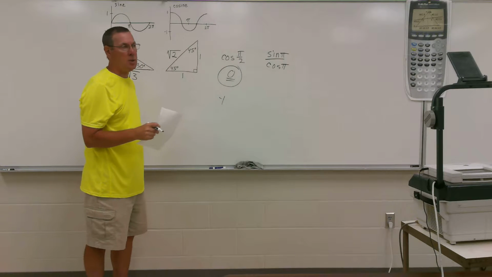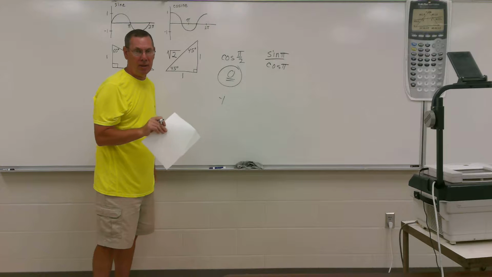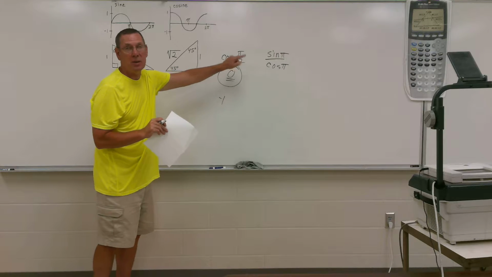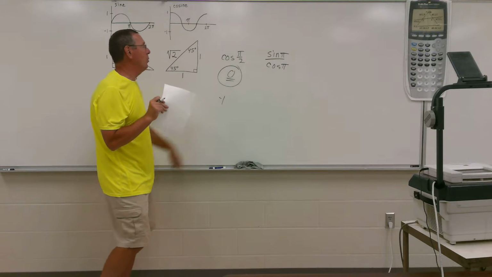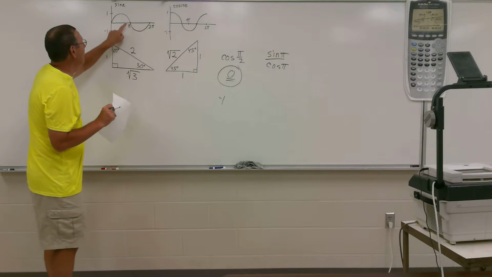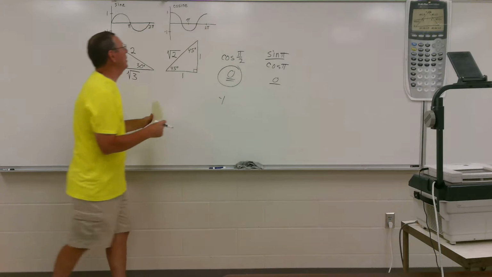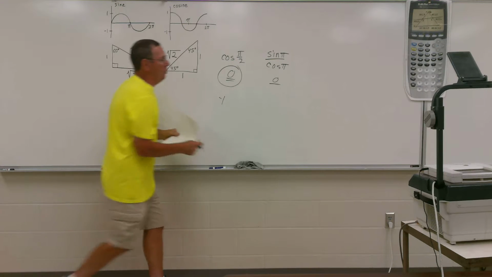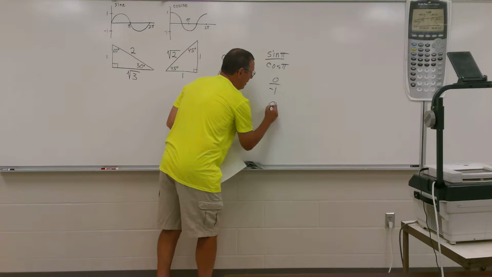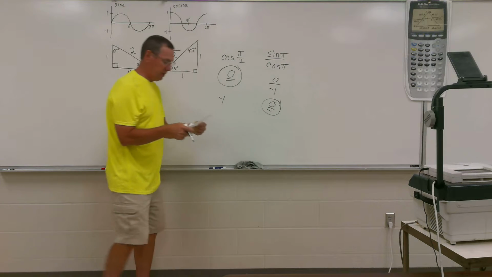Tangent is sine over cosine. When you were in pre-calculus, you were really good at that. And that's one of the things I expect you to know this year. I don't expect you to know a lot of trig, but that's one of the things. Sine of pi I can get from my picture is 0. Cosine of pi, go to your cosine curve. Cosine of pi, that's down at -1. 0 divided by -1 is once again a 0 for that answer.